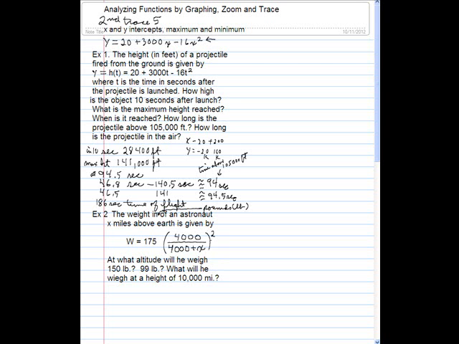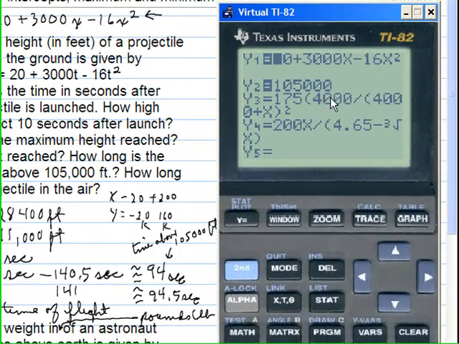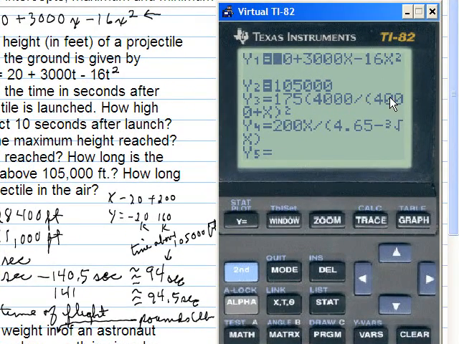So again, we can do this all by just putting in the function and tracing it. So to put in the function, you go to y equals, and you notice that I already put it in. 175 times 4,000 over, and since there was more than one number in the denominator, I put the denominator 4,000 plus x in a bracket and squared it. And you could put a bracket around all that, but it's just not necessary.